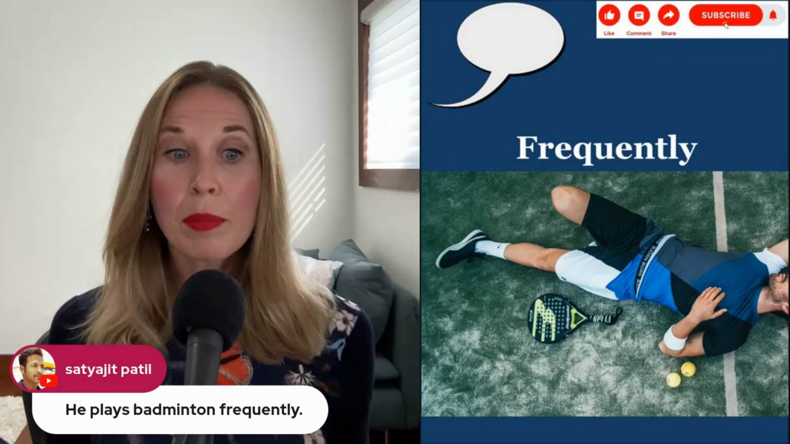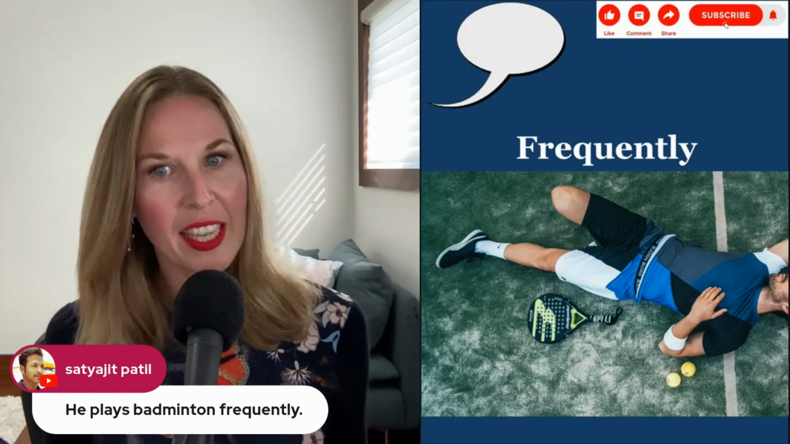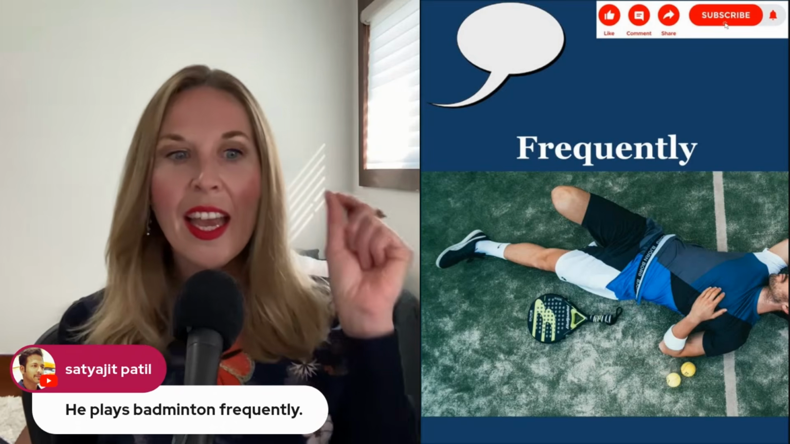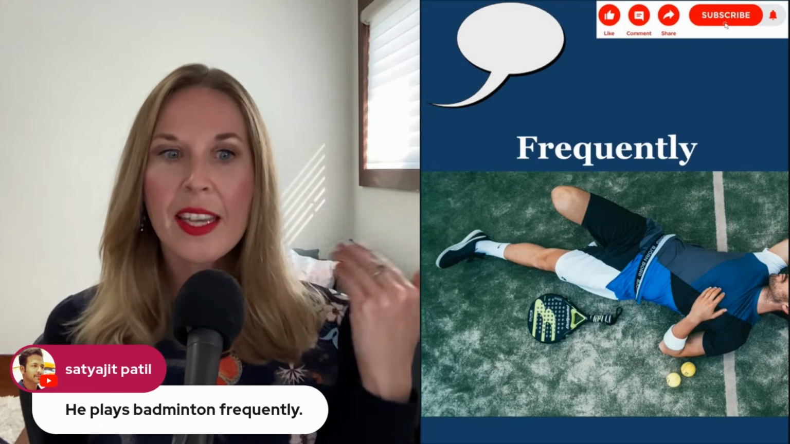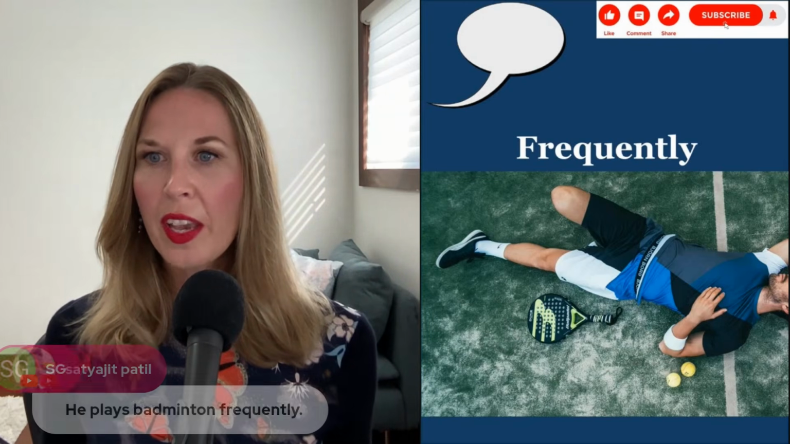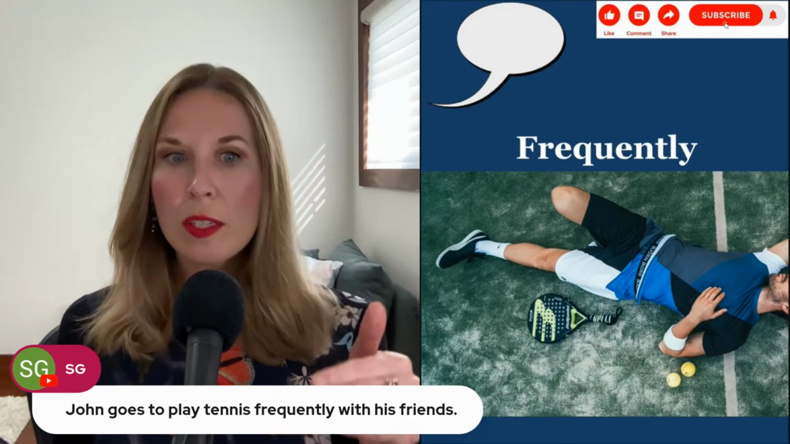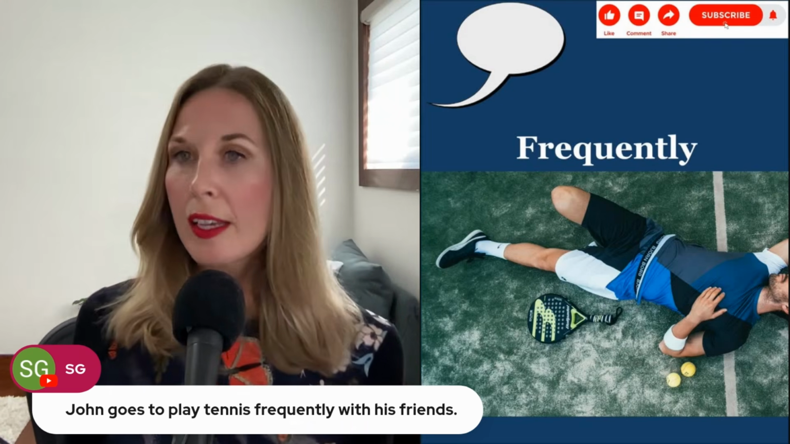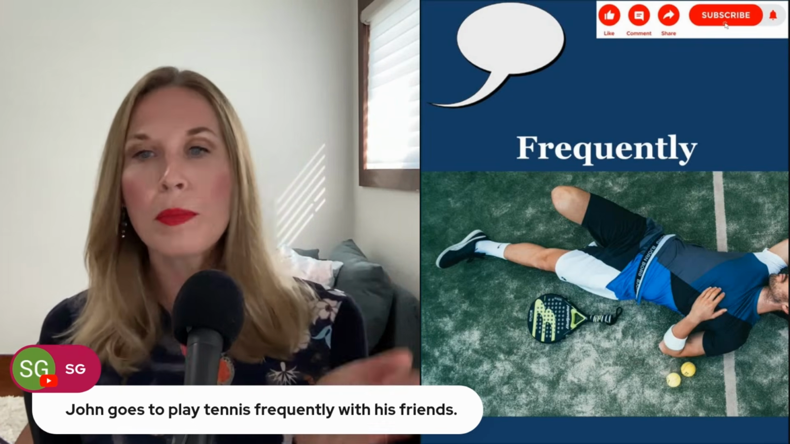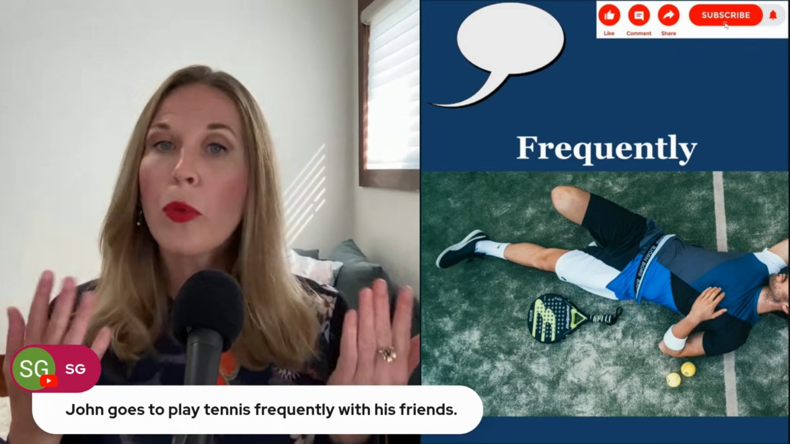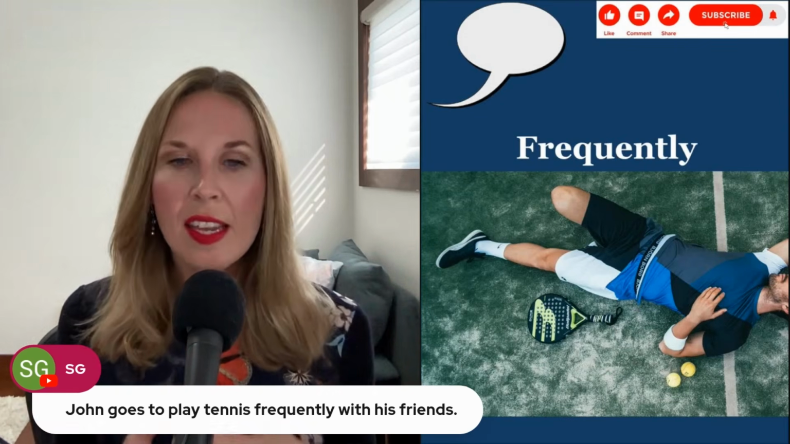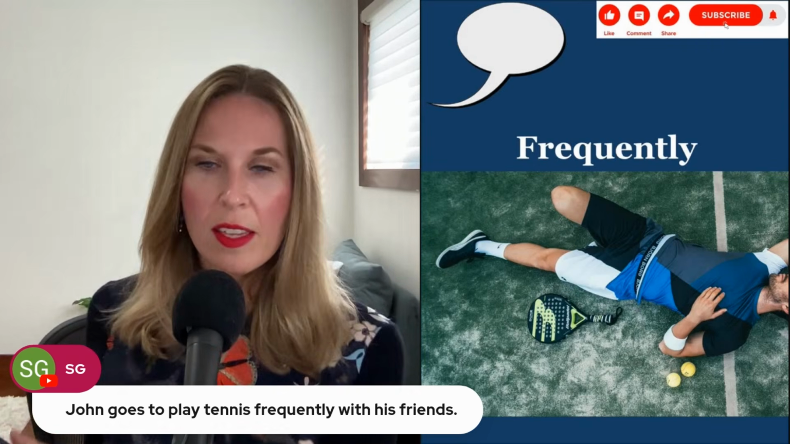Satyajit says he plays badminton frequently. Exactly. Really nicely done. An excellent job getting he and play with your S. Plays. He plays badminton frequently. Very nicely done. Okay. SG said John goes to play tennis frequently with his friends. Exactly. An excellent job getting go with the ES. Goes to play tennis. Now, technically, just for everyone, you don't need to say go to play. You could just say John plays tennis frequently with his friends. Very nicely done.